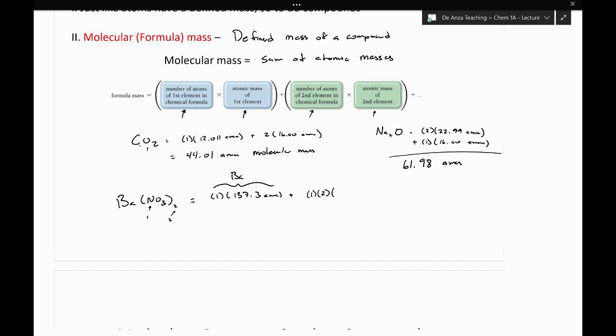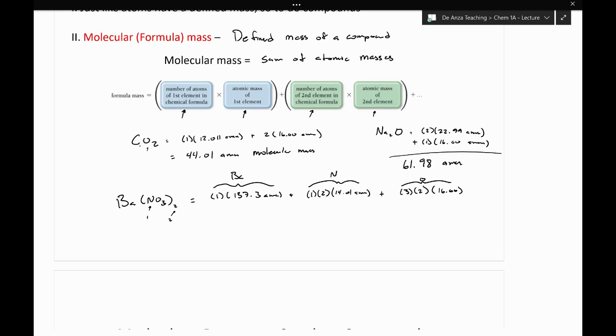And then we multiply that by the atomic weight of nitrogen, which is 14.01 atomic mass units. So this is our term for nitrogen. And then finally, we have our term for oxygen, where each unit of nitrate has 3 oxygens, and we have 2 units of that nitrate. And then we're going to multiply all of that by our atomic mass of oxygen, which is 16.00, and this was all of our information for oxygen.